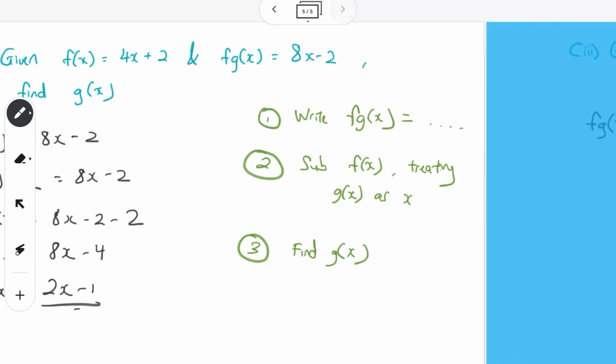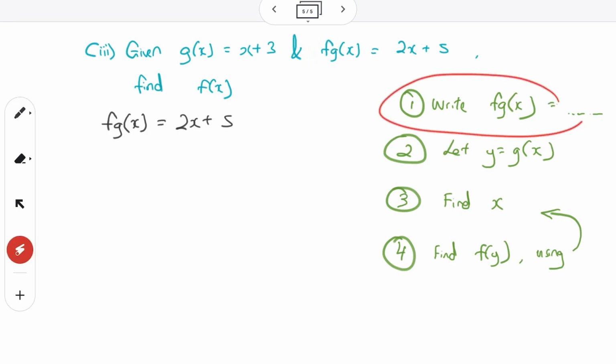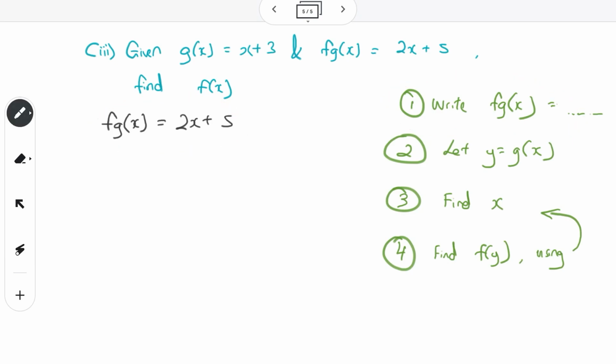Fairly simple as well. Now the last question, the last type of question is the tricky one. This is where you get a composite function, and they give you the inside function, and they want you to find the one on the outside. That's the one that's hard, right? So the first step is to, again, write out f(g(x)). And here we know that f(g(x)) equals 2x plus 5.